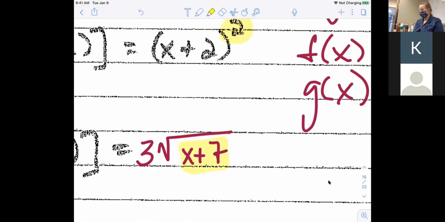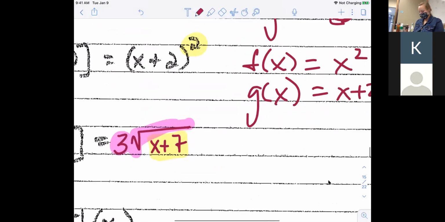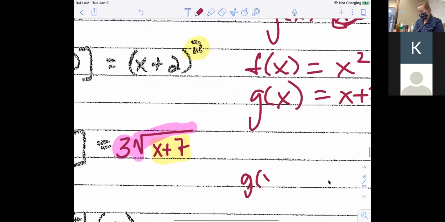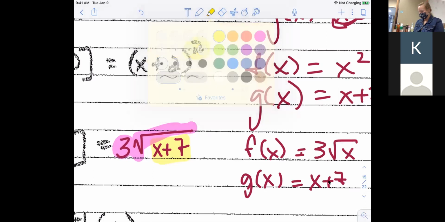And then what would we think is on the outside of that function? 3 radical x, right? So on the inside is what's just in the radical, that x plus 7. And what's on the outside is 3 radical. Now I can't leave the radical empty. I have to put a variable in there, which is why I'm going to put the variable x in there. But when we do our composition, I replace that x with the x plus 7.